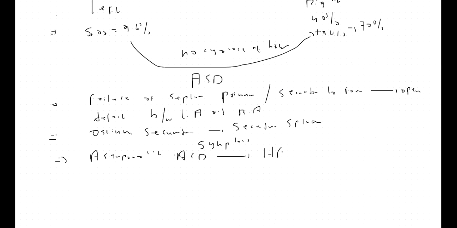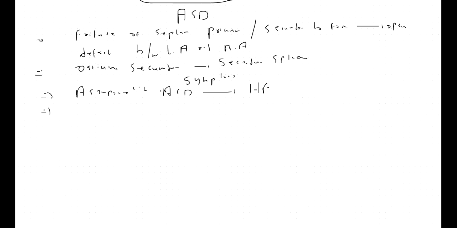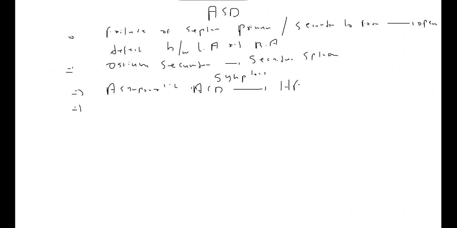But what will be the physical examination finding in the ASD patients? If I examine the patient, what will I get? Yes, murmur. What type of murmur? It should be a systolic ejection murmur. You mean to say flow murmur? Yes, you will get the flow murmur.